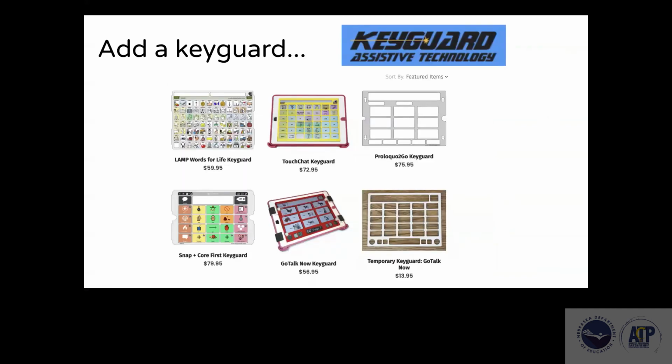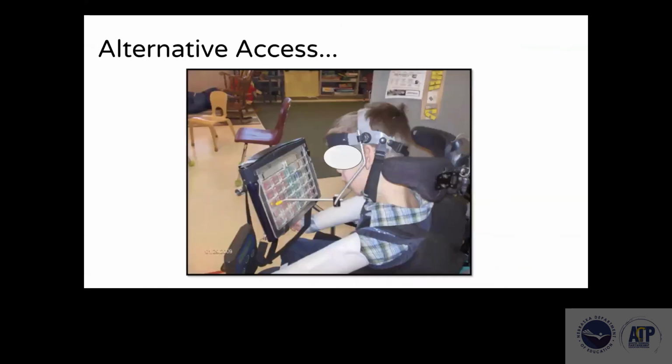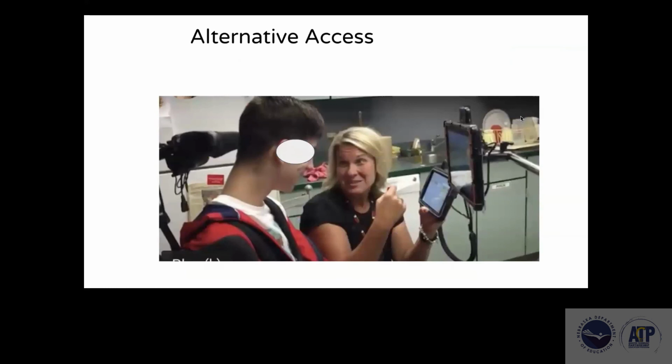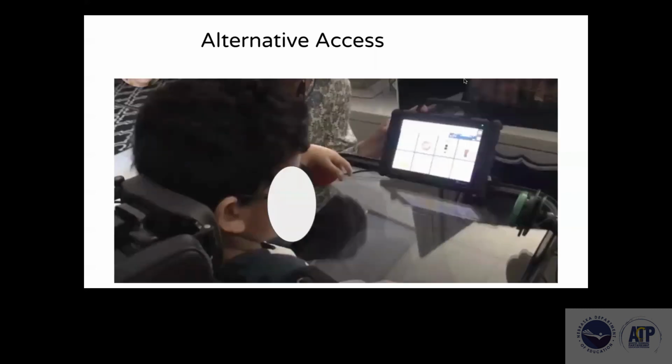And I've mentioned a key guard. Just adding a key guard sometimes is a game changer. And you can buy ones that are already pre-made. You can customize them if you're creating your own setup. And it's been a game changer for some of our students. We also have some students that are using alternative access, like a head pointer. This particular student is using an infrared mouse that is attached to his device, and he can control his device with that. We have students that use switches to access their devices as well.